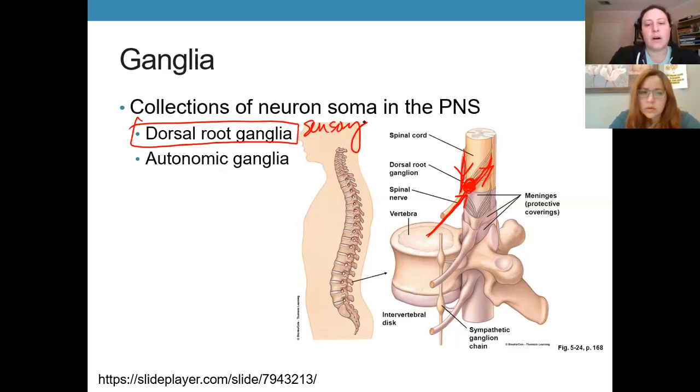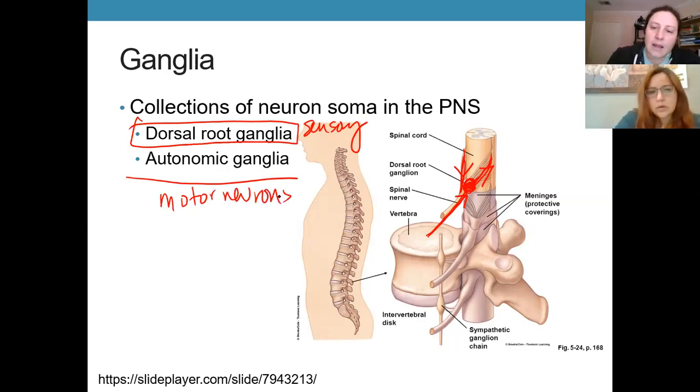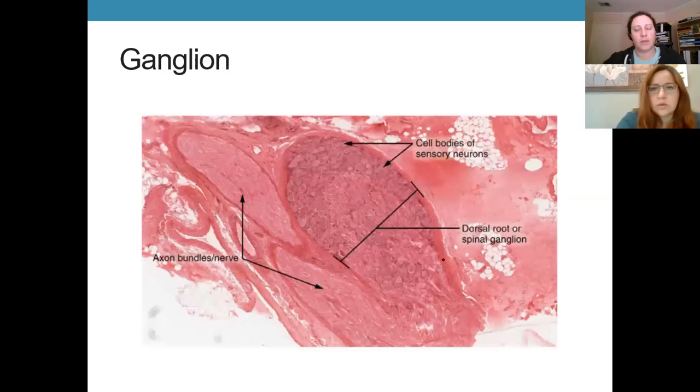And then there are also autonomic ganglia, which contain the cell bodies of autonomic motor neurons. So these are always motor. And a lot of them are located right here. And we'll talk more about these guys. This is called the sympathetic chain. We'll talk more about that when we get to the autonomic nervous system. So here's a picture of that.